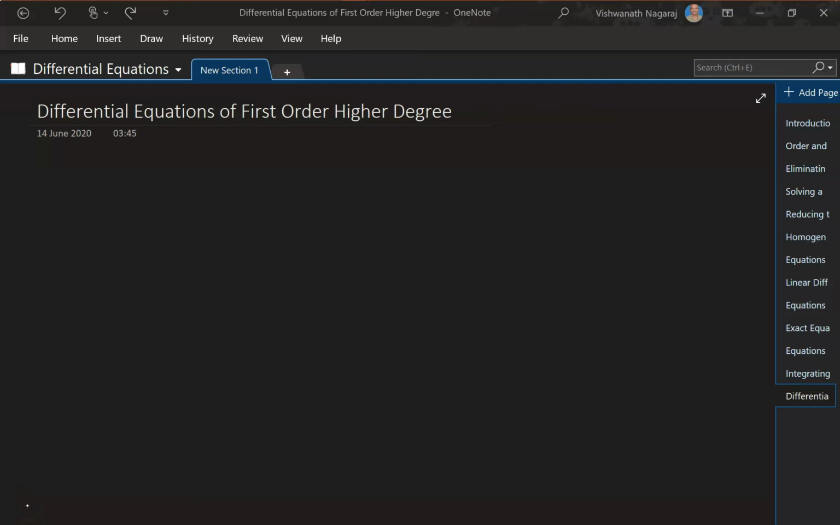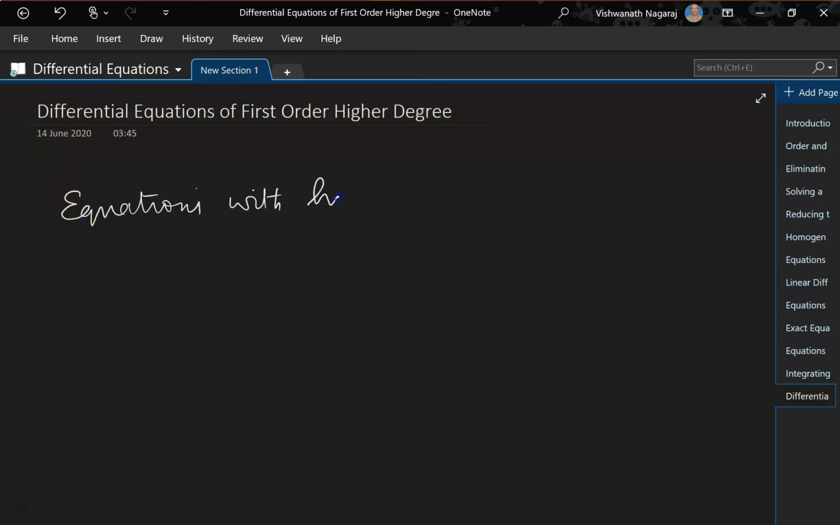In the last few sessions, we have been looking at solving first order, first degree differential equations. Now let's look at first order, higher degree equations. So basically, what does that mean? It means equations with higher powers of dy by dx.